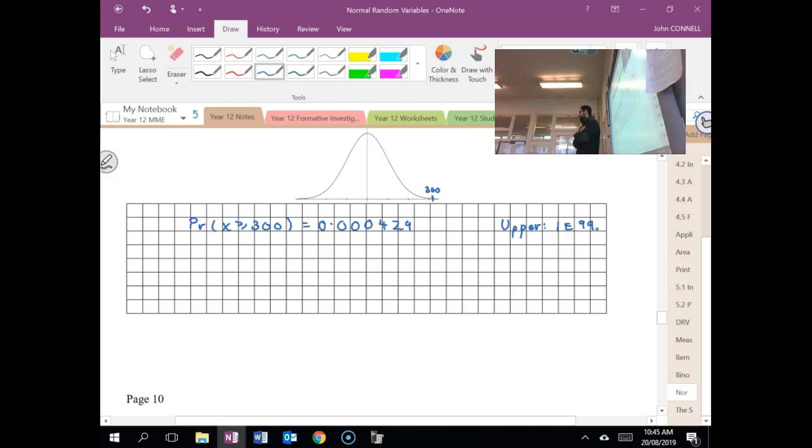Any questions about that? So predominantly this is going to be calculator work. It's rare that you're going to be asked for those values, but sometimes you may be.